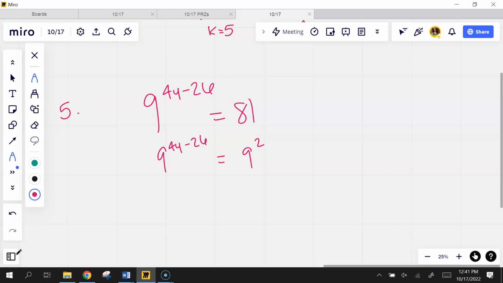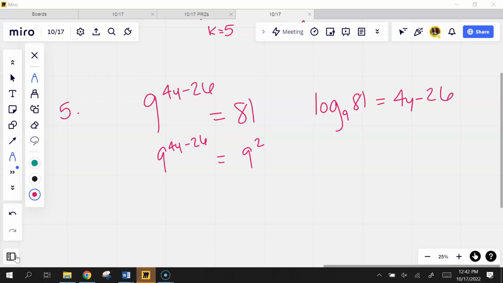What if that doesn't work, though? For the case of today, we'll be able to manipulate all the bases. But if you can't manipulate the base and you only have one exponent, you can change it to a log form. So I could make this log base 9 of 81 equals 4y minus 26. For today, you'll be able to manipulate everything.